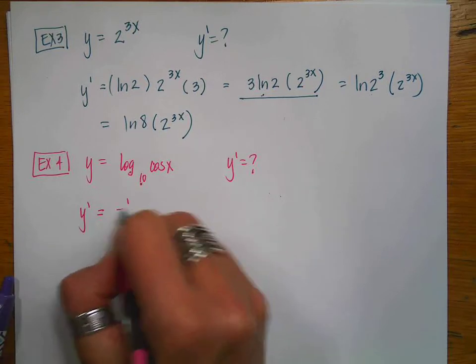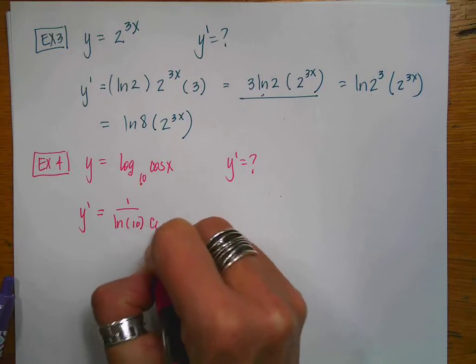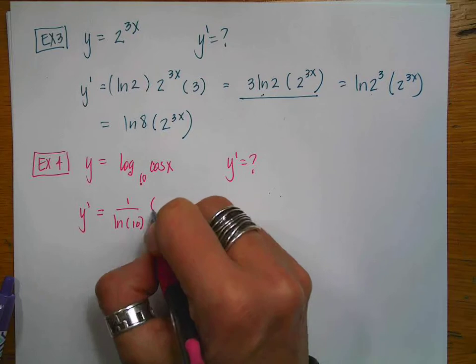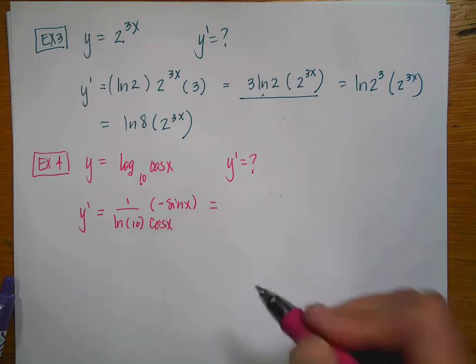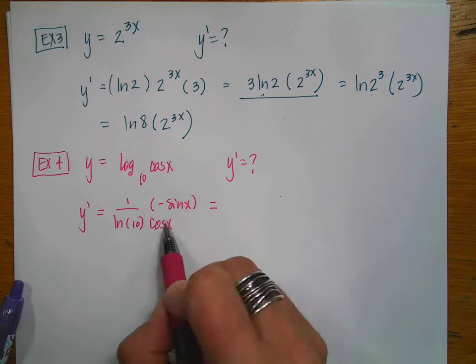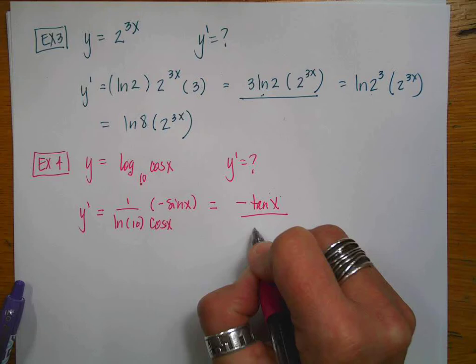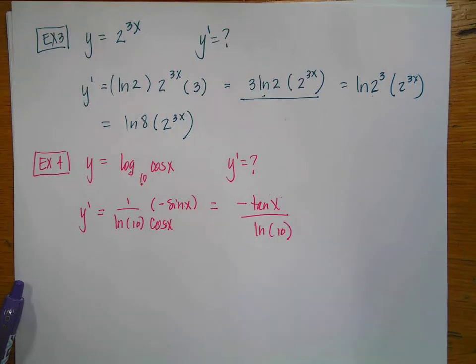So my derivative is going to equal 1 over the natural log of 10 times the cosine of x in the denominator times the derivative of cosine, which is a negative sine of x. So I would write that as, notice I have sine divided by cosine, a negative tangent of x divided by the natural log of 10.